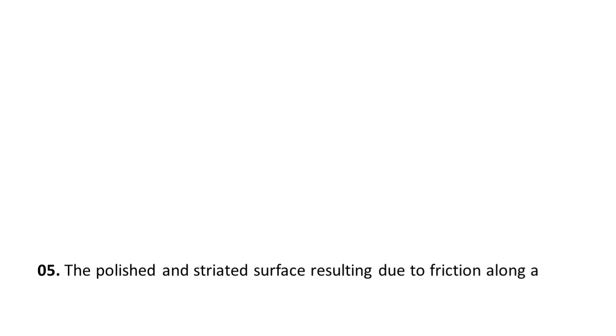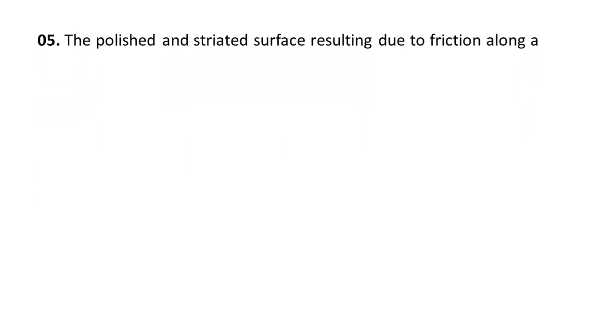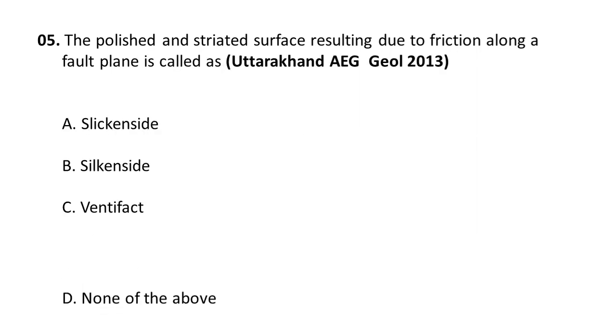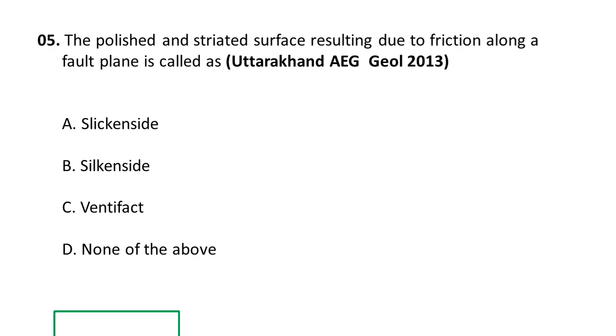Next question. The polished and striated surface resulting due to friction along a fault plane is called as A. Slickenside, B. Slickenside, C. Ventifact and D. None of the above. So the correct option is slickenside. Slickensides are smooth polished rock surfaces with parallel grooves, also known as scratches, caused by frictional movement between rocks along a fault plane. So the polished and striated surface resulting due to the friction along a fault plane can be termed as a slickenside. A is the correct option.